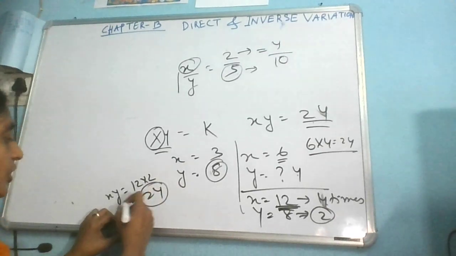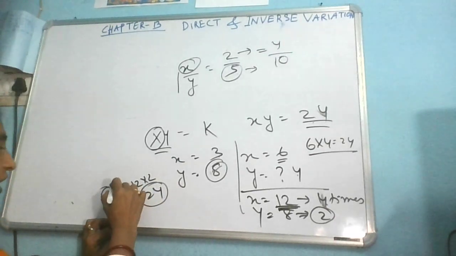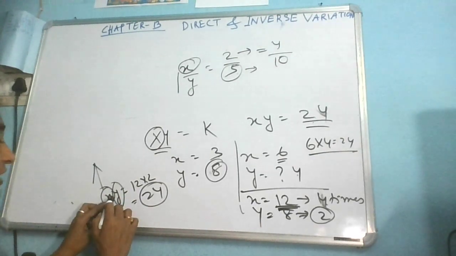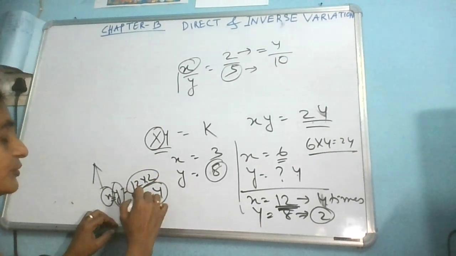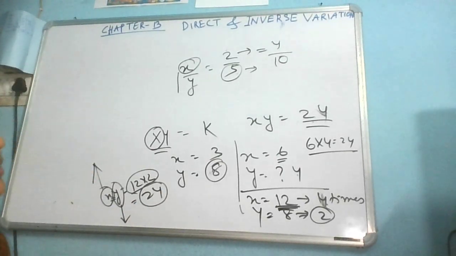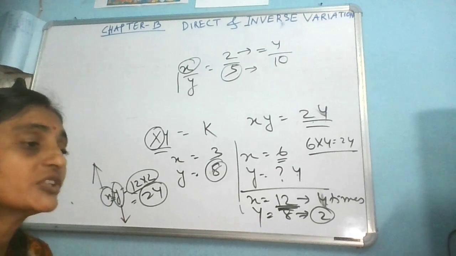So in this way, if one quantity is increasing, the other one will decrease, so that the product of these two quantities stays fixed. When these situations appear, we say that it is inverse variation.